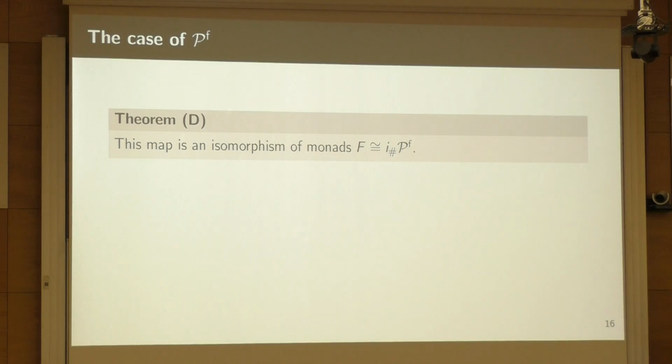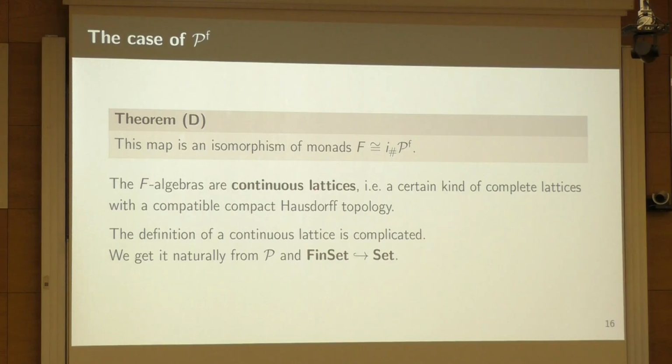This is interesting in the sense that, just like for the ultrafilter monad, we started with finite sets and we go to compact Hausdorff spaces. Well, in this case, the algebras for this filter monad are continuous lattices, which, either you knew it before or you know it now because it's this push-forward monad. They are a certain kind of complete lattices with a compatible Hausdorff topology. Now, the cool thing here is that the definition of a continuous lattice is not straightforward, if you've seen it before. But we get it here naturally from just the power set functor on finite sets and the inclusion of finite sets in Set.